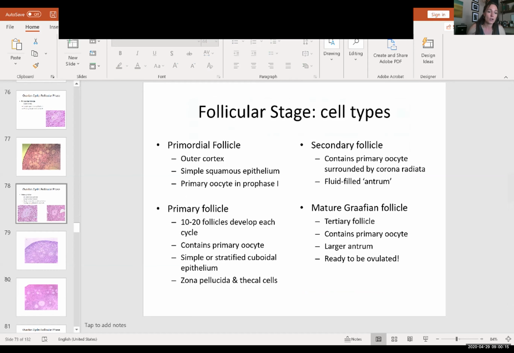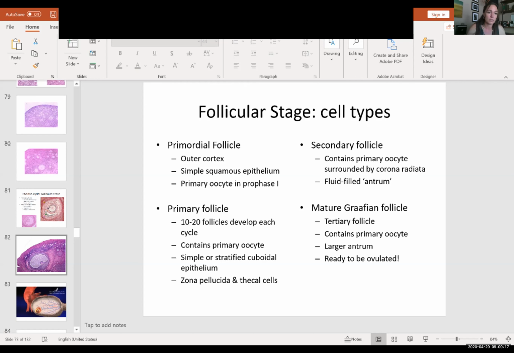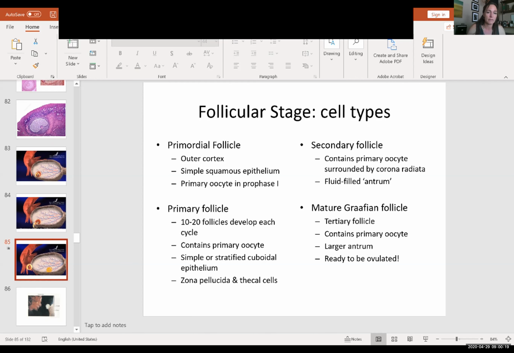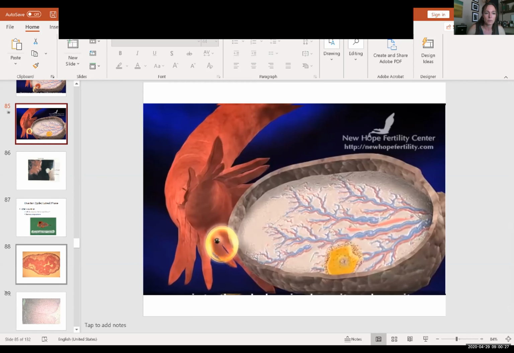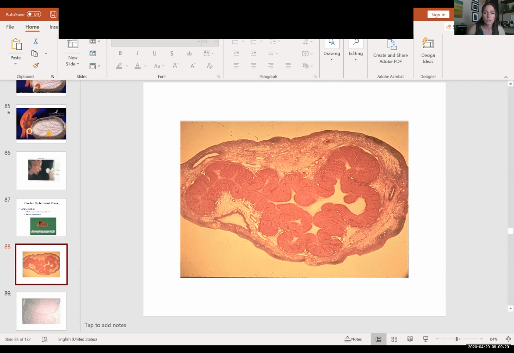Then the corpus luteum, where is that? Well, we can see that in this little picture. So once the egg leaves, these remaining follicular cells puff up and become the corpus luteum, and it gets so huge. In this case, it almost takes up the whole entire ovary. So it becomes this giant secreting gland that makes progesterone.